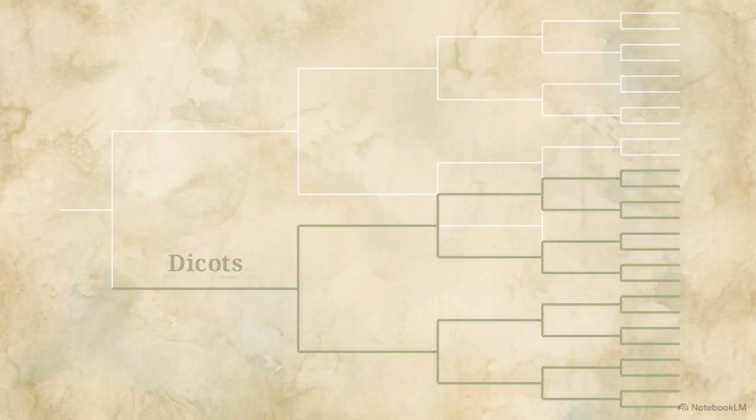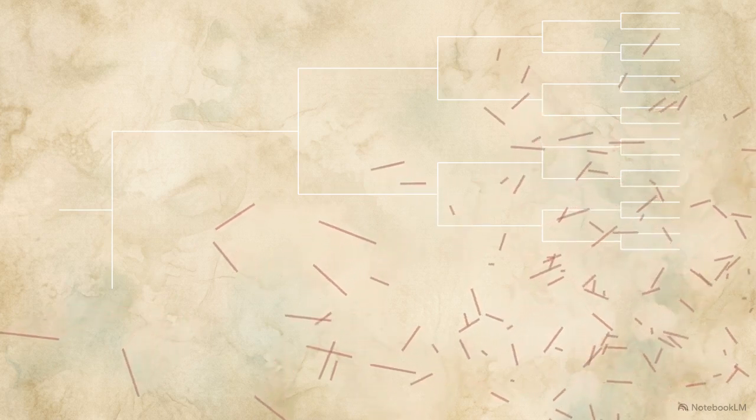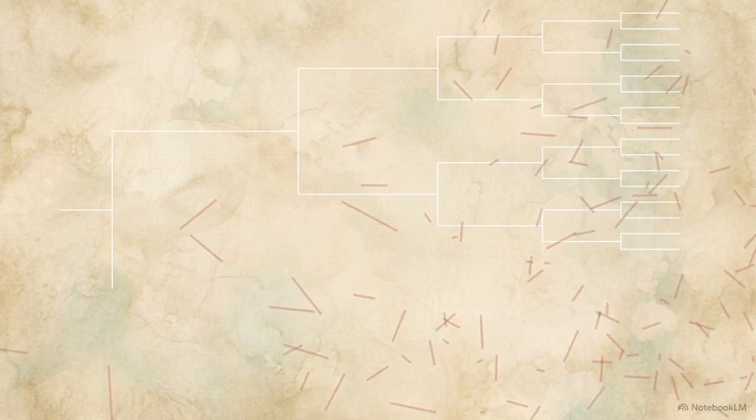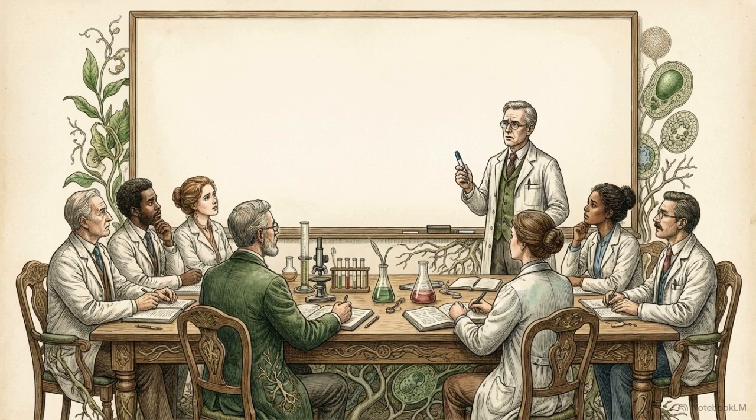The resulting data showed that the traditional dicot category was genetically invalid. As this diagram illustrates, these plants didn't descend from a single common ancestor. They were actually a collection of separate, unrelated lineages. Centuries of botanical organization were suddenly obsolete. The discovery left the field without a unified structure, requiring a total reconstruction of the flowering plant family tree.